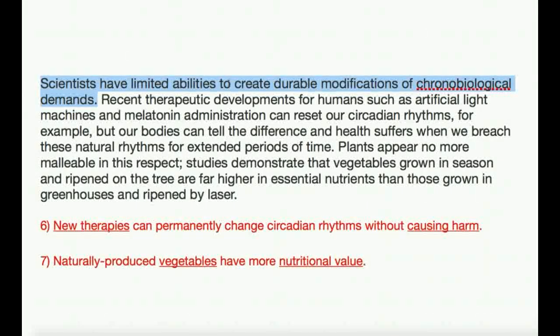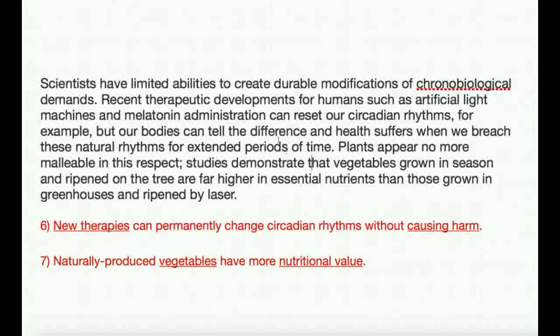Limited abilities to create durable modifications, so that means it's difficult to create long-term changes of chronobiological demands. Here they're saying new therapies can permanently change circadian rhythms. Here they seem to be saying it's difficult to change them. But we haven't seen anything about harm yet, so we need to read a bit further.